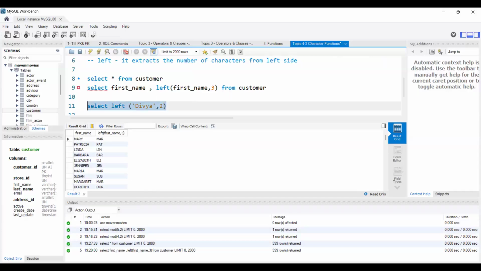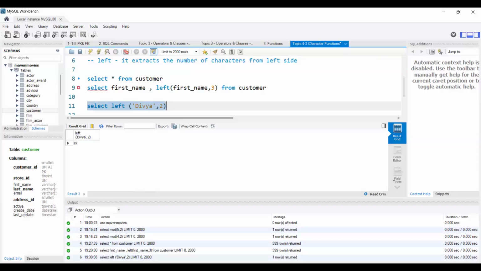Without giving any names, directly also we can give. See, I'm not mentioning any table name here. This is a specialty of the functions. Without using table names also, we just write the select command first, then mention the function, then it will work. Okay, thank you, ma'am.